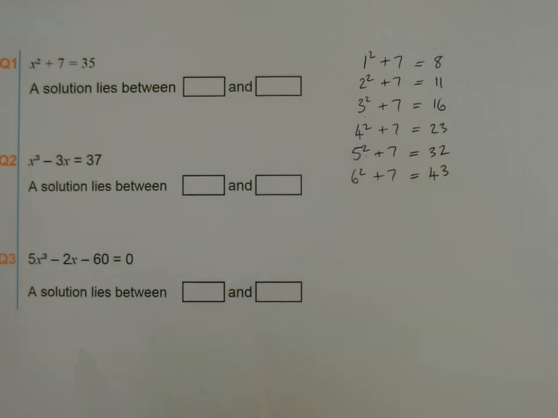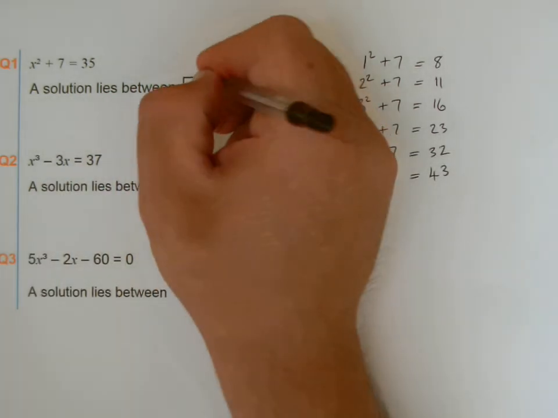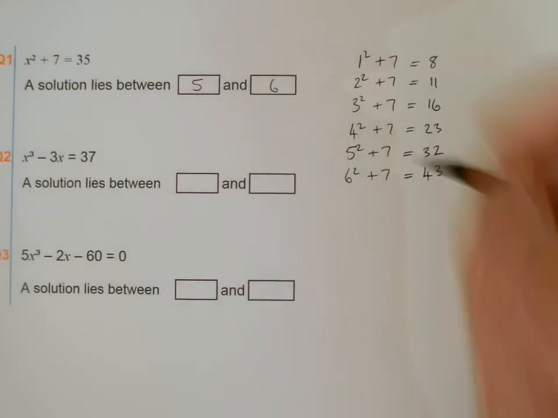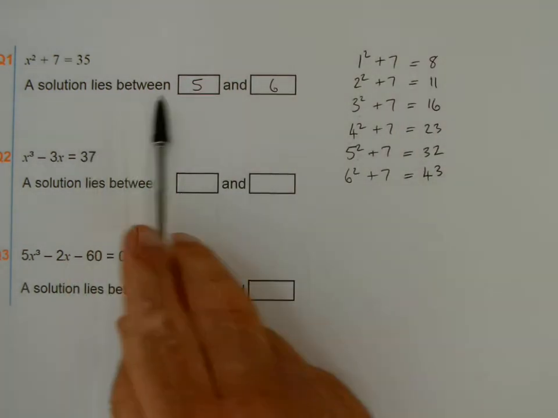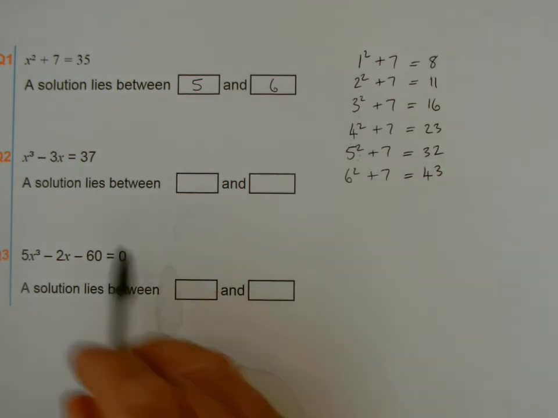That doesn't matter, because in this question they just want to know what whole values of x the solution lies between. So hopefully you can see now it's going to be 5 point something. You might think it's a low number, 5.1 or something, that will give you 35. You could play around with it on your calculator if you want. But ultimately, for two whole values, we're going to put 5 and 6. So the solution lies between 5 and 6. It's 5 point something, but that's all you need to do in this exercise.